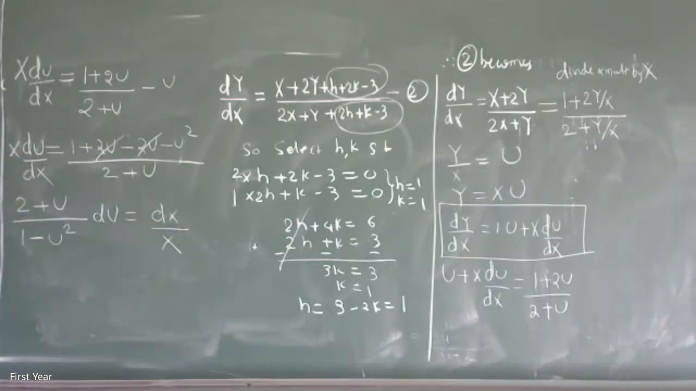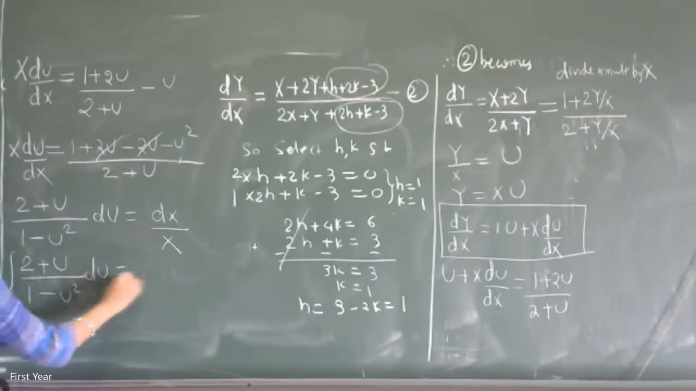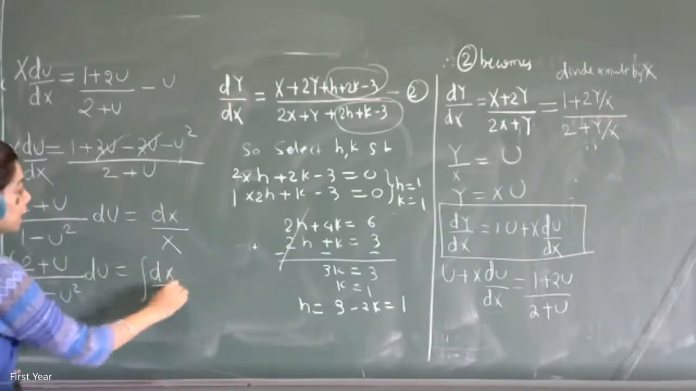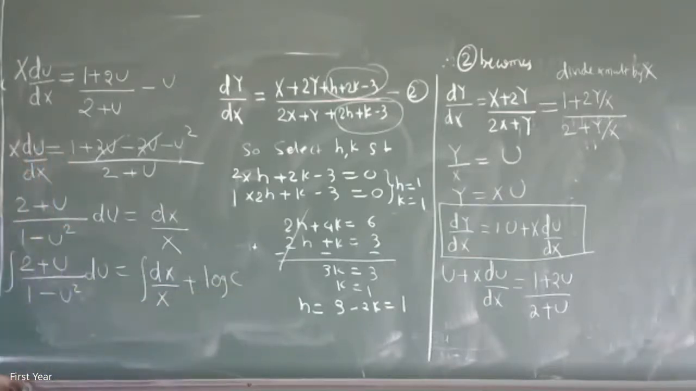So now the solution is integration. Integrating it: integration of 2 plus u upon 1 minus u square du is equal to integration dx by x plus, I'm writing a log c. Let's see whether it is useful to write log c or c later. Okay? Can everybody see what I have written and understood up to this? Yes, ma'am. Everyone.